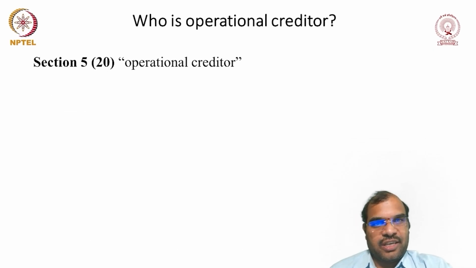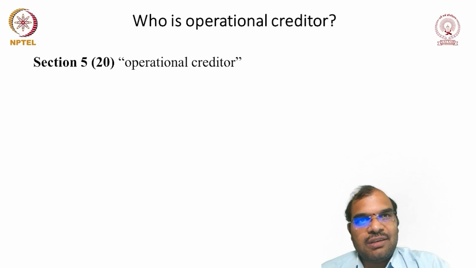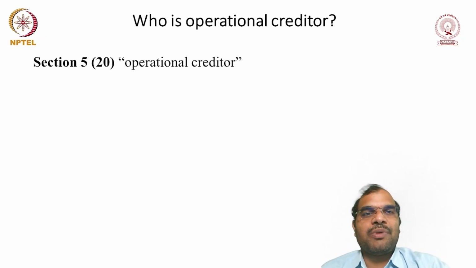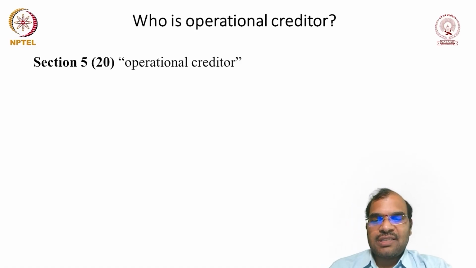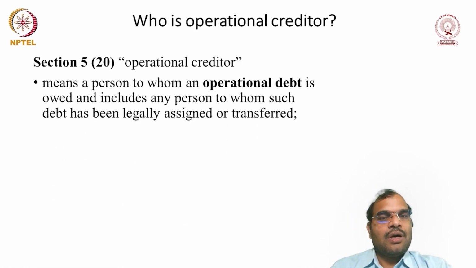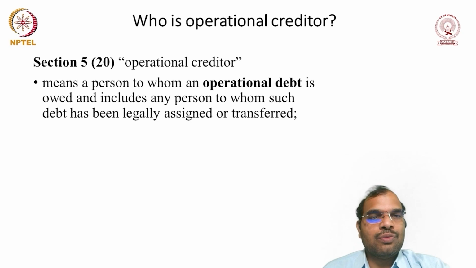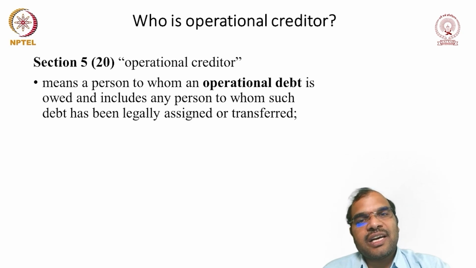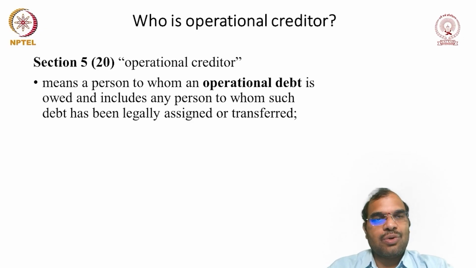Who is an operational creditor? Before discussing the initiation of the CIRP process by the operational creditor, we should know who is an operational creditor. Section 5 subsection 20 defines the term operational creditor. Operational creditor means a person to whom an operational debt is owed and includes any person to whom such debt has been legally assigned or transferred. So operational creditor means any person to whom operational debt is owed.